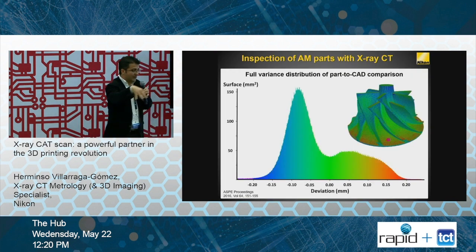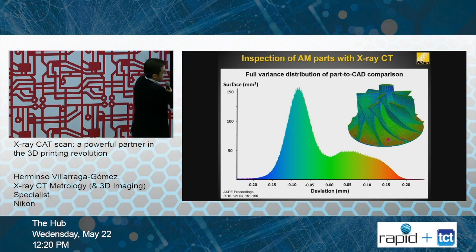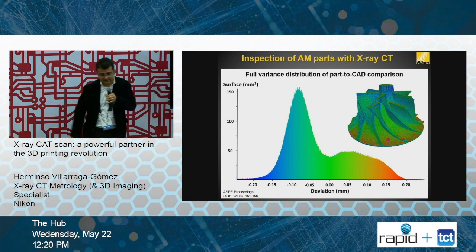But when we overlay the CAD part, the design, against the scan, then we can see a map of deviation. That's an interesting map of deviations because it not only tells us in the actual part, but it can give us a histogram with the typical deviations, which you see are up to 150 micrometers in this case.